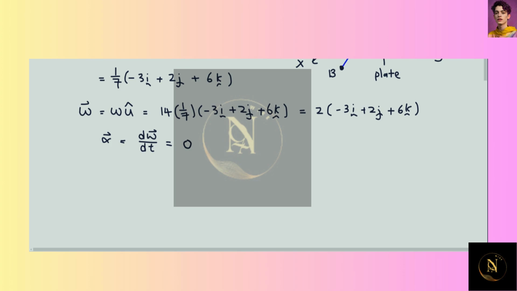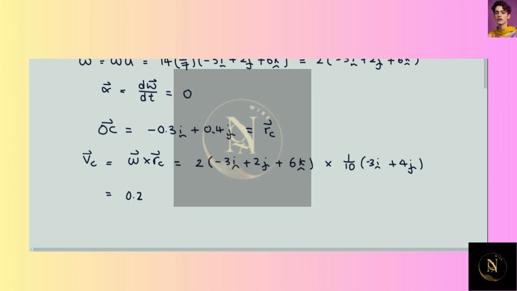Then we need to determine the velocity and acceleration of point C. So we need the position vector of point C, and this is actually minus 0.3i plus 0.4j. This is given in the question, and I'm going to call this RC.